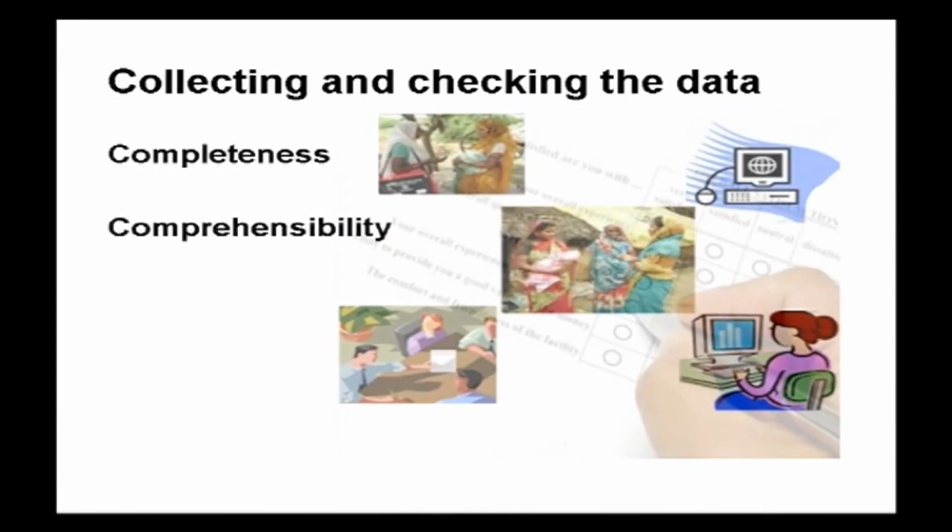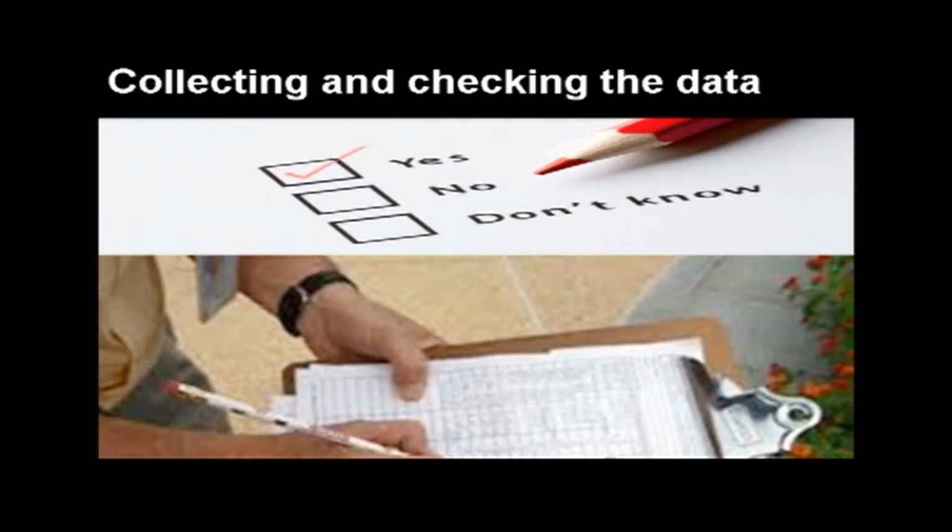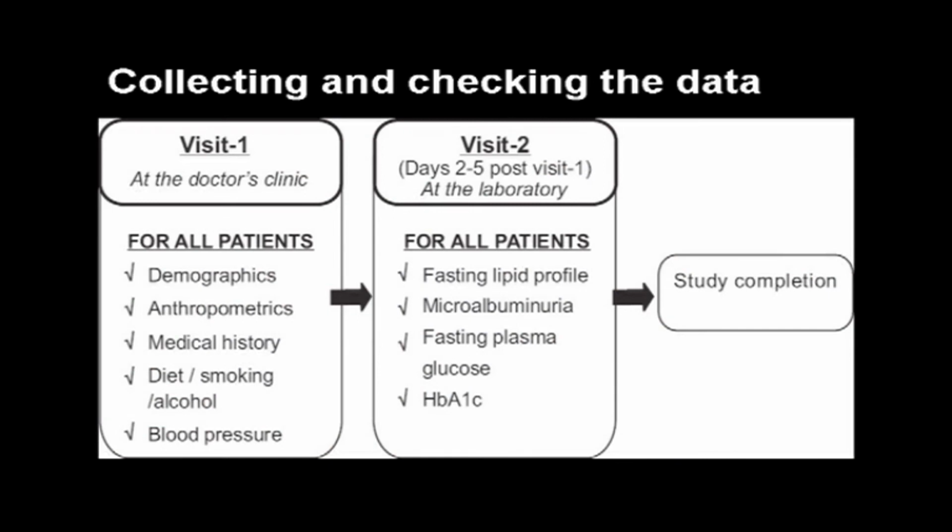The next step is collecting and checking the data. In the process of data collection, the investigator should check for completeness, comprehensibility, consistency and reliability of the information collected. The validity of the tool, that is tools like interview schedule, must be examined properly. The researcher must ensure that the interviewers are honest in collecting the data. The data must be checked for its completeness frequently by the researcher.